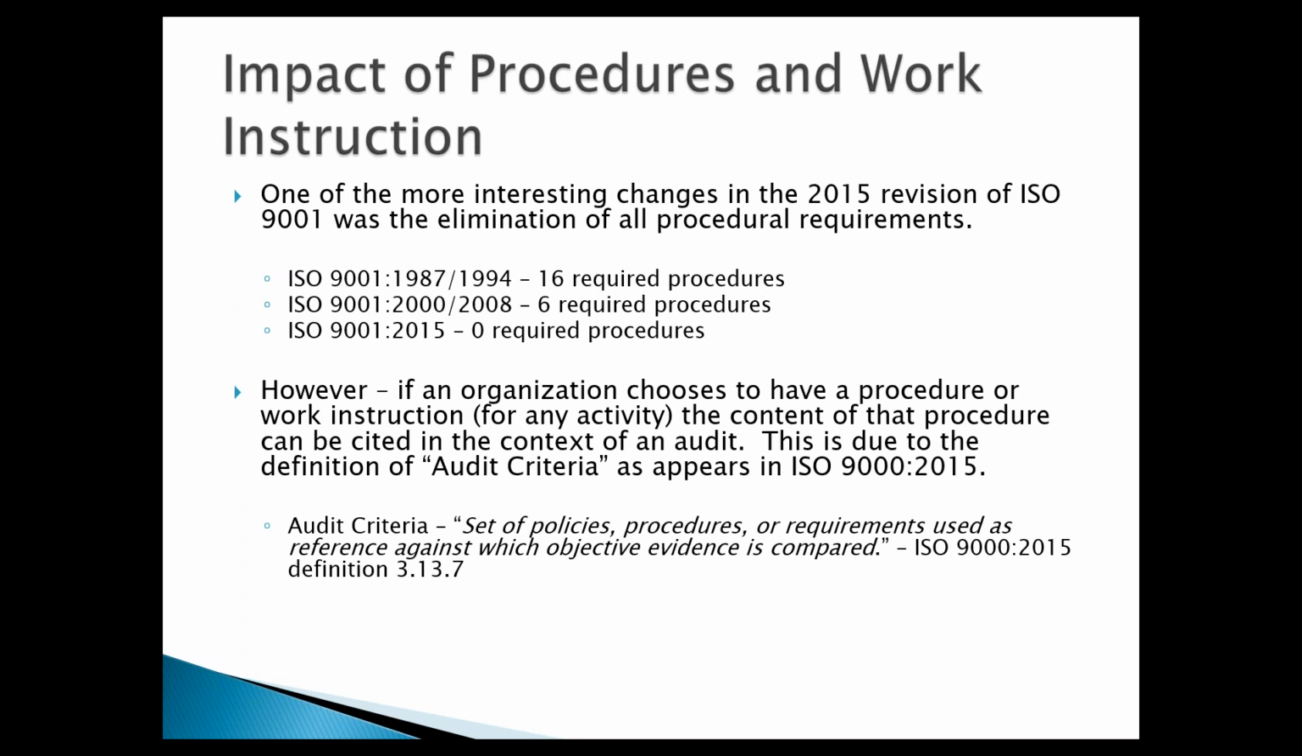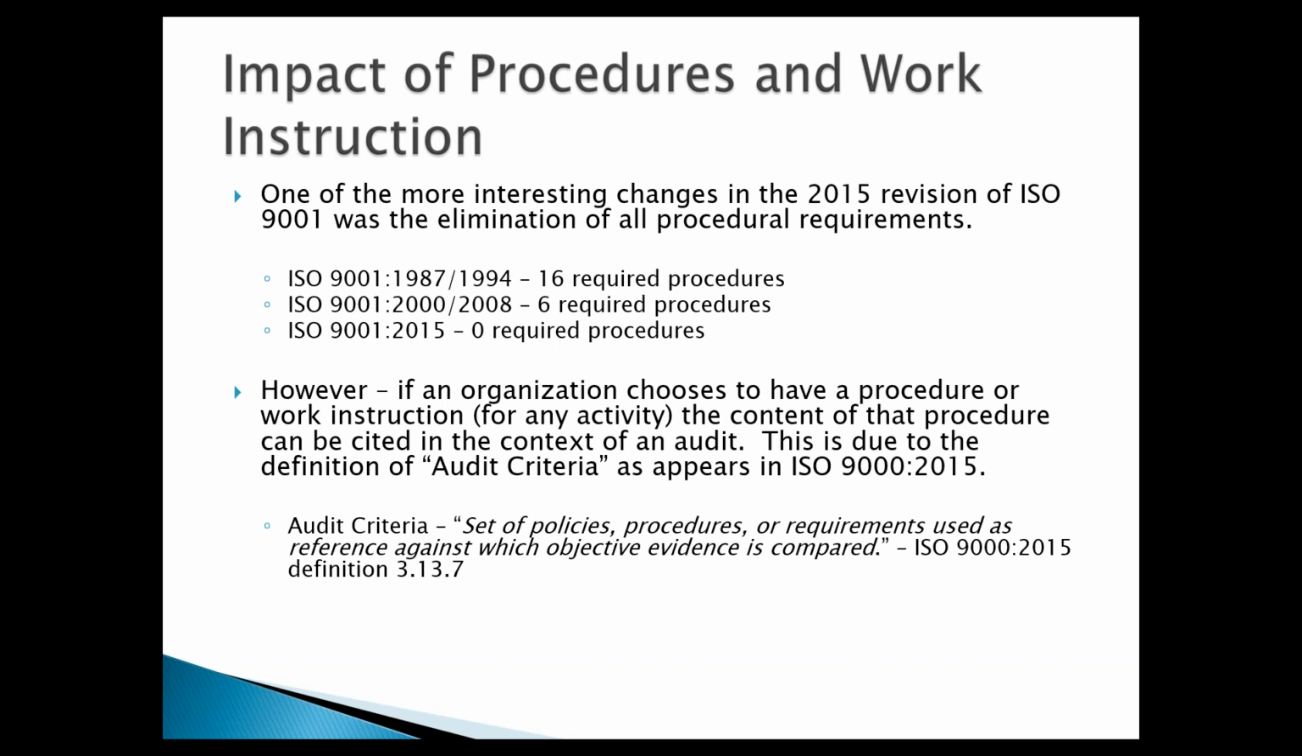One of the things I'd like to lead in with, because we do get asked about this still quite a bit, is that with the 2015 revision of ISO 9001, the very last of the required procedures was eliminated. If you go back to the first and second editions of ISO 9001, there were 16 required procedures. That was scaled back in the 2000 and 2008 revisions to just 6, and we now have absolutely no required procedures. So it's natural for someone to assume, well, if I don't have to have them, that means they're not subject to audit. Not true. If an organization chooses to have a procedure or a work instruction for any activity, it's important to recognize that the content of that procedure can be cited in the context of an audit.